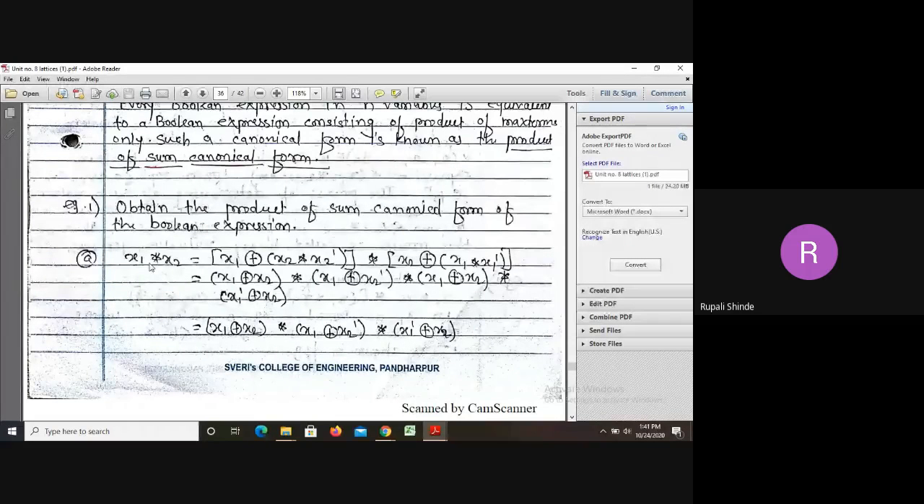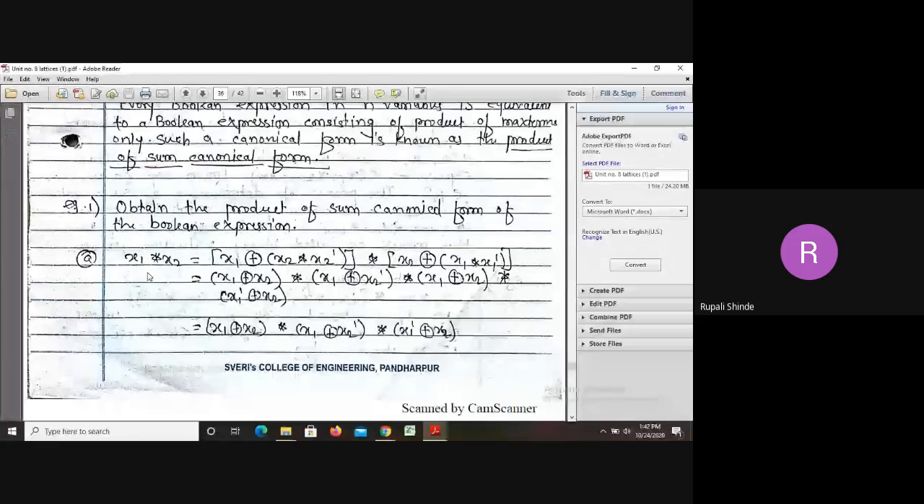We have seen this example for product of sum canonical form, but this is by the algebraic method. Now you have to solve this same example using the truth table method. Is it possible to solve this example? Can you solve it? The same procedure you have to apply. Take 5 minutes, solve it on a page and send me your answer on our WhatsApp group.